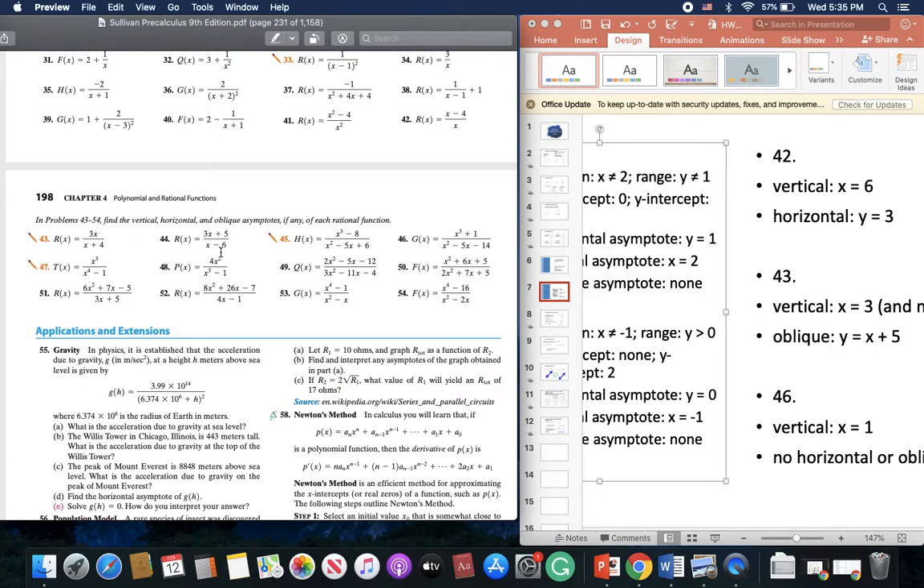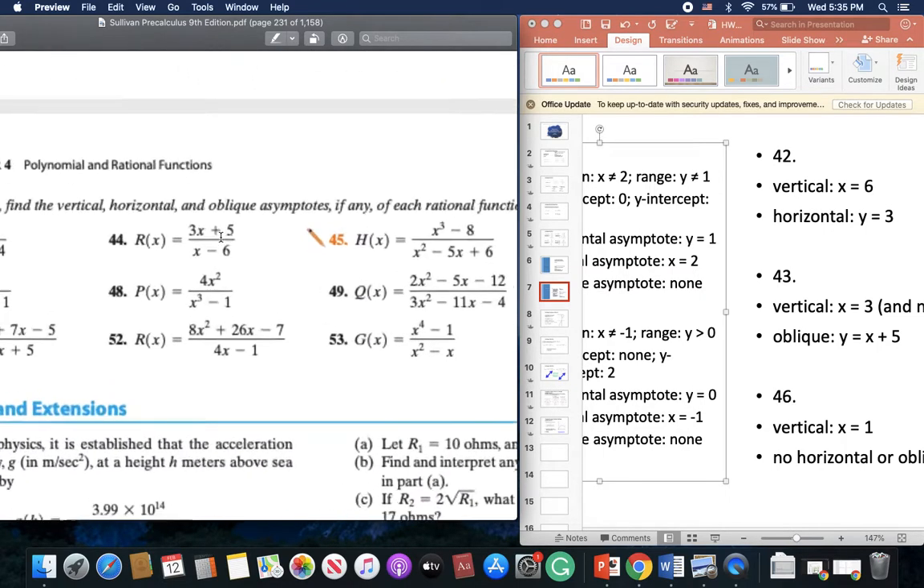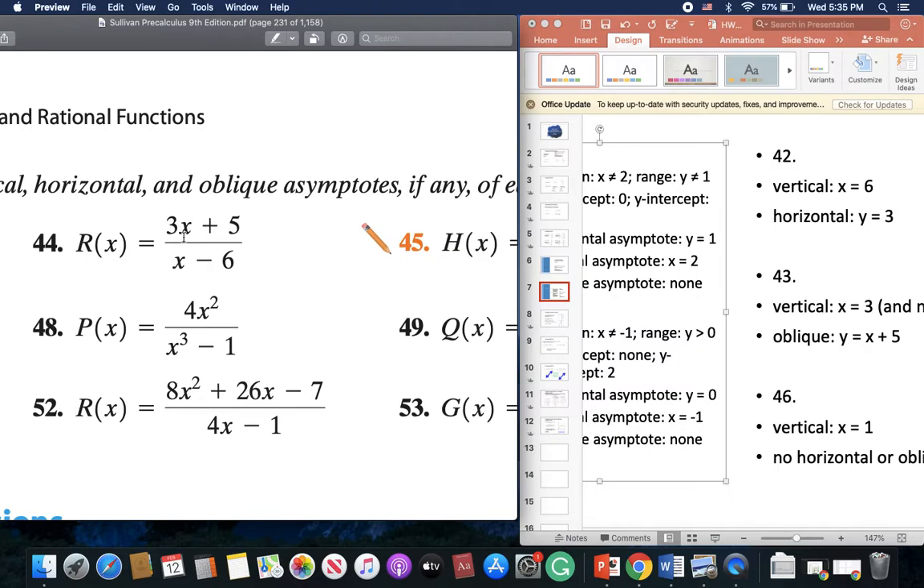42 is this math, which means this is actually another addition, so I have to match all the math. So 42 is this math. From this math we have to find the vertical and horizontal asymptotes, etc. So for 42, here it is 44. Okay, so we have to find the vertical asymptote. Vertical asymptote comes from here, right?